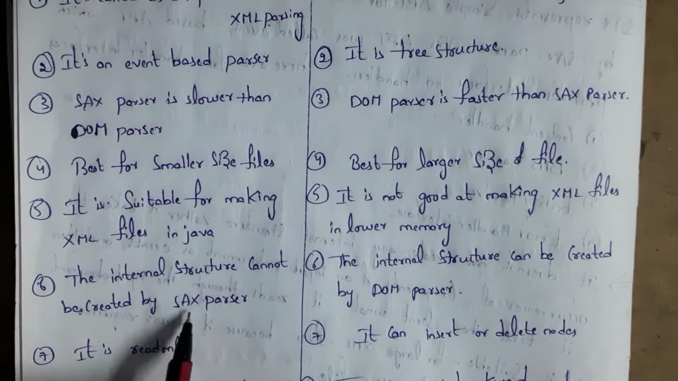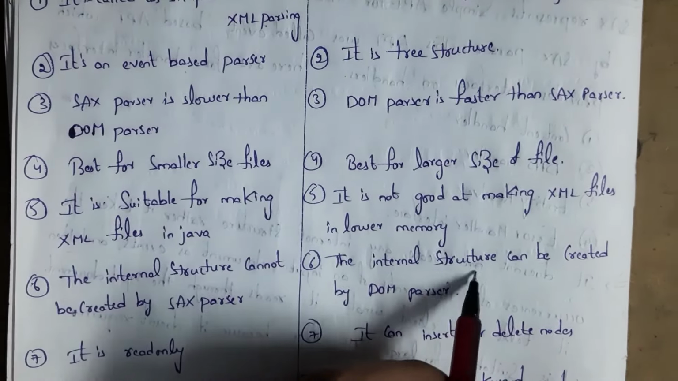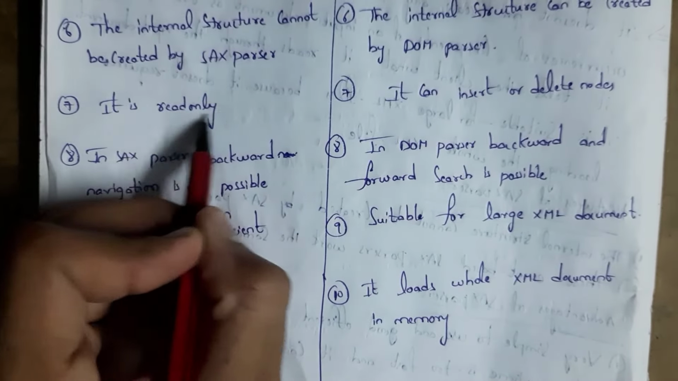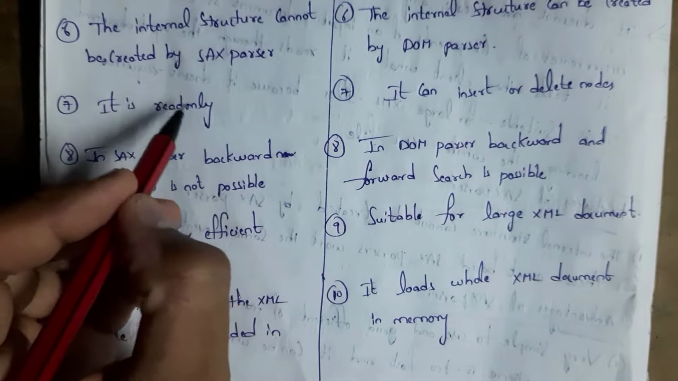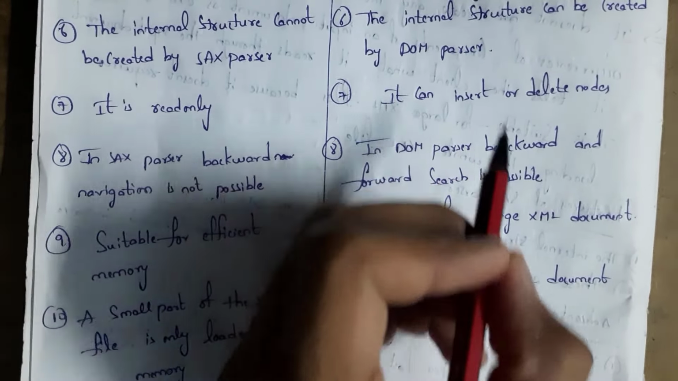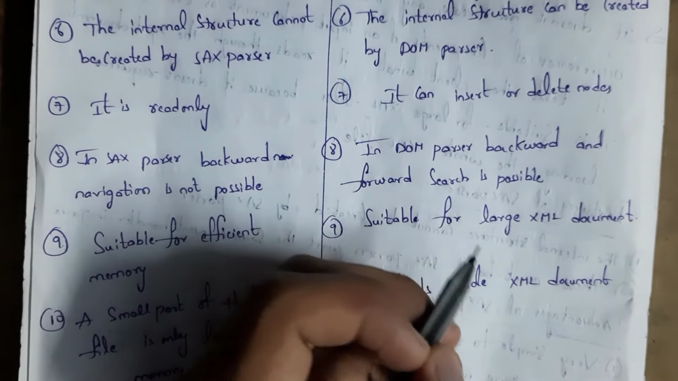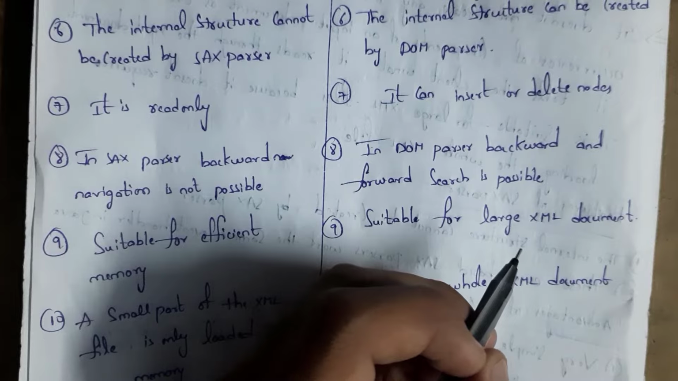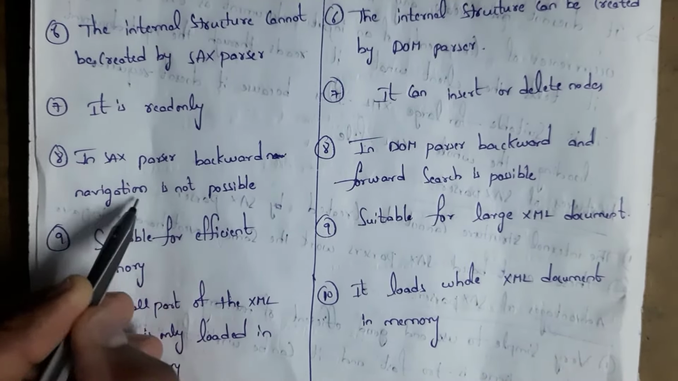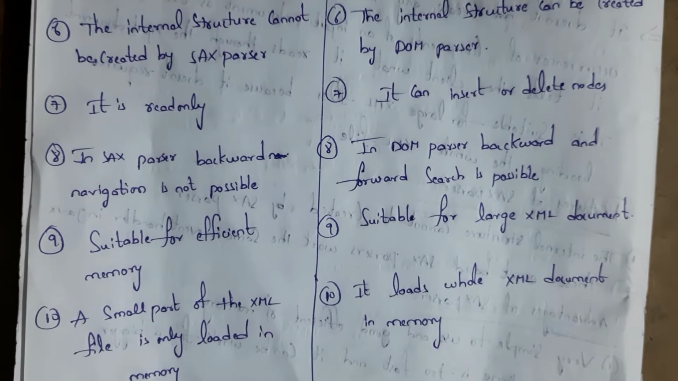By using SAX parser, we cannot create an internal structure, but in DOM, we can create an internal structure. This SAX parser is read only. That means we cannot perform any operation. We can only read. Whereas with DOM parser, we can insert and delete nodes. We can insert new nodes and we can also delete nodes in the document object model. In SAX parser, backward navigation is not possible. But in DOM parser, both forward and backward navigation is possible.